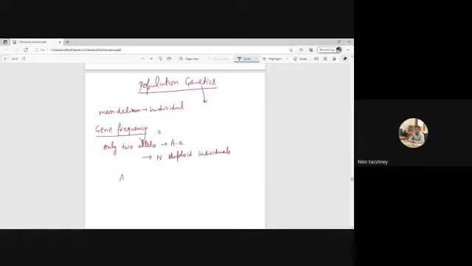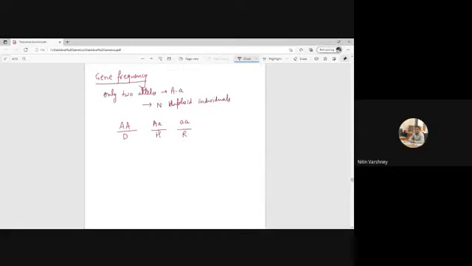So the scenario will be capital A capital A, capital A small a, small a small a. So this is what? Dominant. This is what? Heterozygous. This is what? Recessive. Okay, so I have written this DHR. Remember this: dominant, heterozygous, recessive. And this D plus H plus R will be the total number of cases, that is capital N.